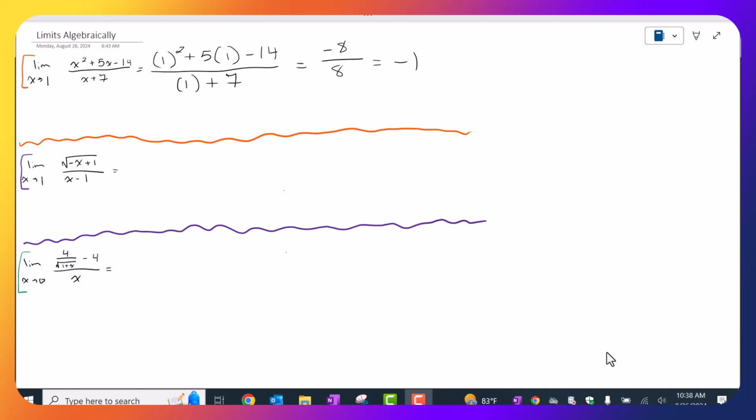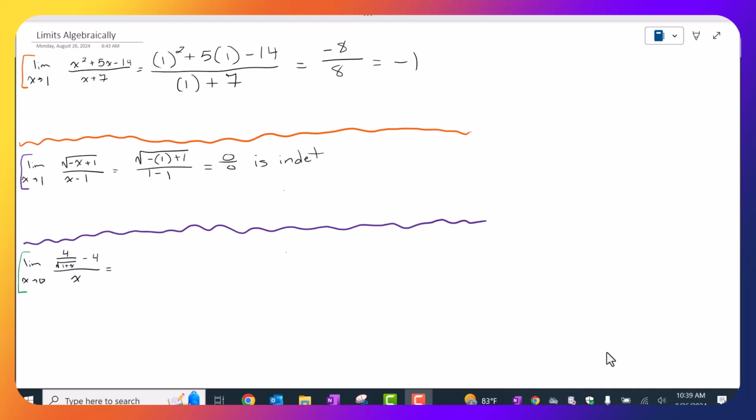Now, moving on to the example in purple, again, we'll try evaluating. We get the square root of negative 1 plus 1 over 1 minus 1, which gives us 0 over 0, which we know is indeterminate. So, this doesn't tell us if our limit exists or if our limit does not exist. It just tells us we need to do something to this.